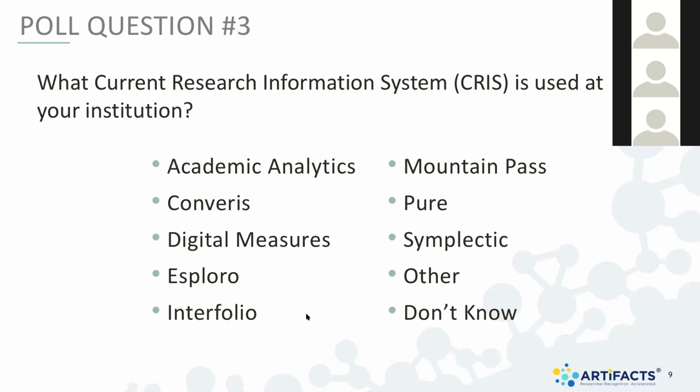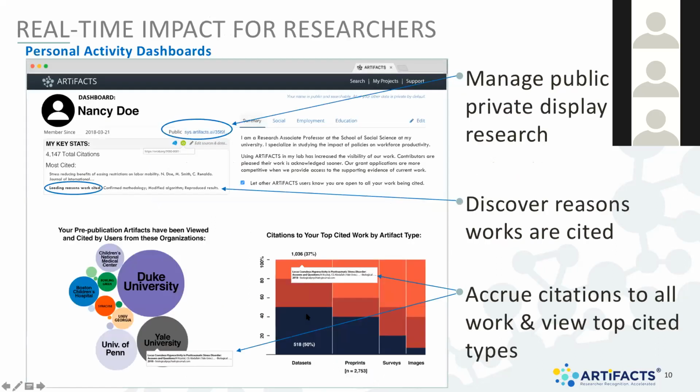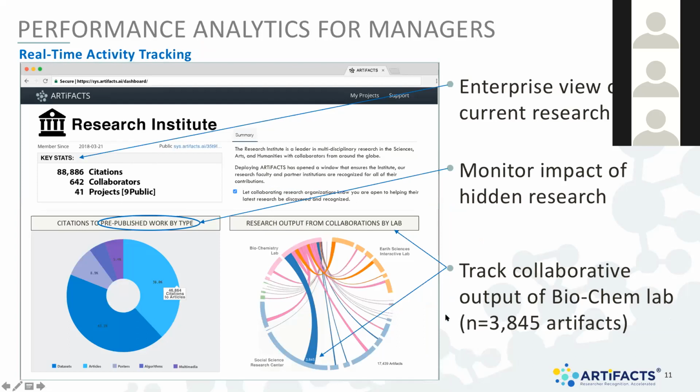Well, in the interest of time, let me move on and just highlight with these illustrations. As Jason has shown, the activity displays for researchers can be tailored for public or private display. That's all in the individual's control. And unique views of cited reasons, pre-published outputs, citations by type of artifact, type of work product can be displayed. Very unique ways of providing views into this hidden research.